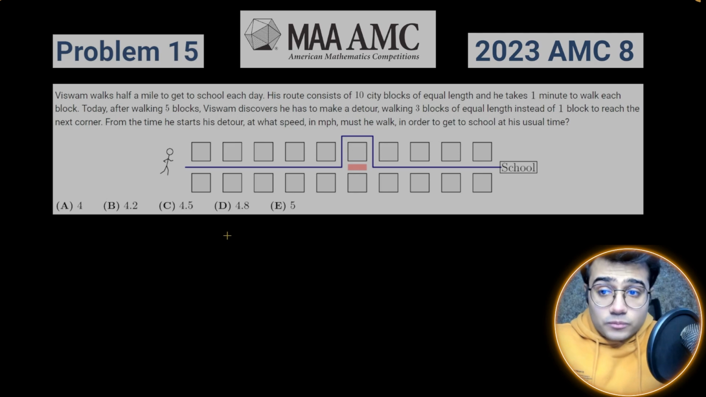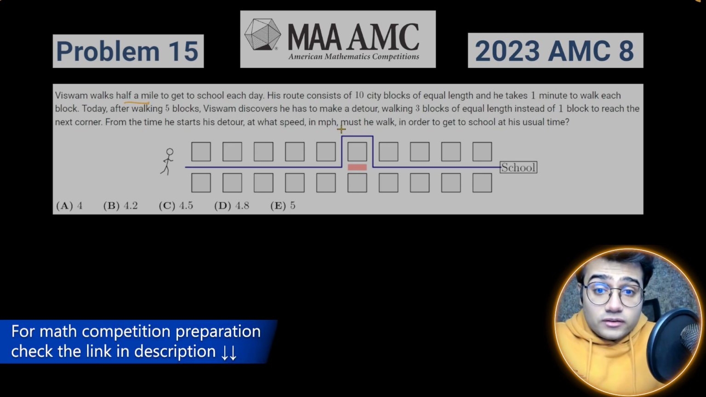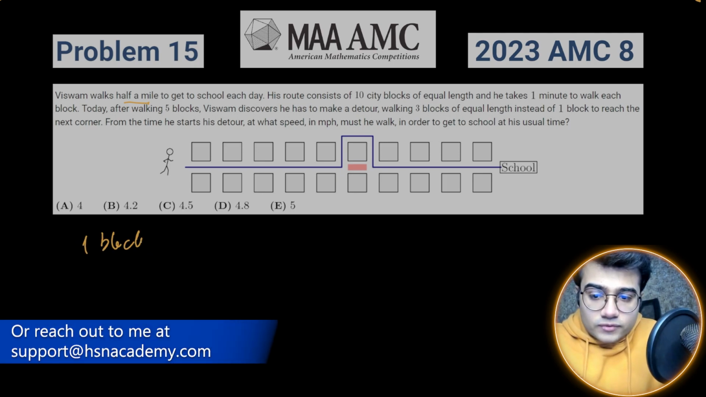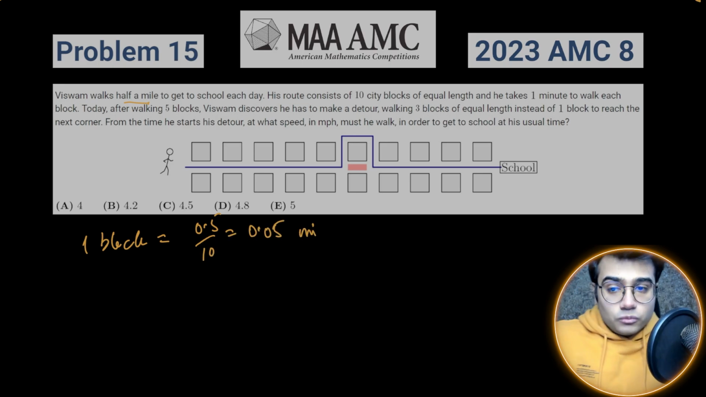Okay, so in this problem, this person, Visham, walks to school each day. The total distance he covers is half a mile, which consists of 10 blocks of equal length. That means one block is 0.5 divided by 10, which is 0.05 miles, right? The total is 0.5, 10 blocks, so 0.5 divided by 10 is 0.05.